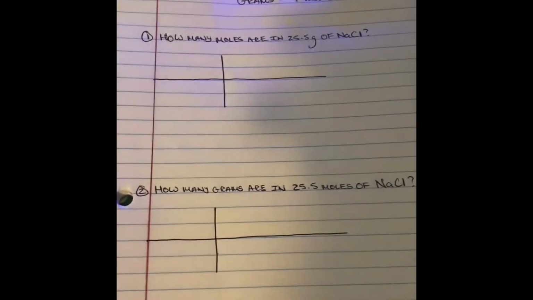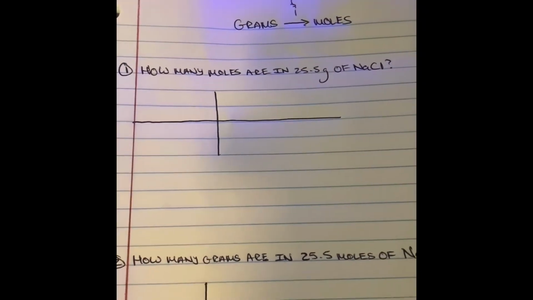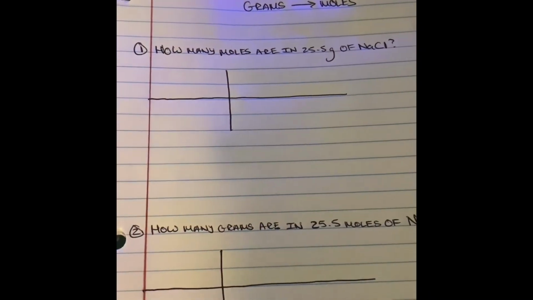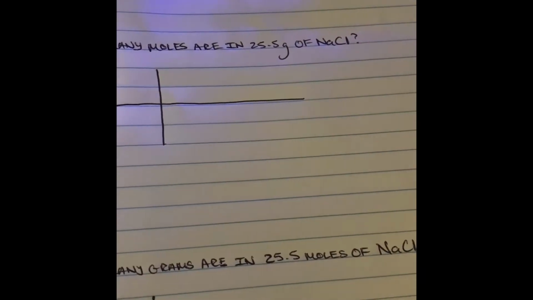I prepared 2 example problems for you guys. One of them is going from grams to moles and the other is going in the opposite direction, moles to grams. All right, so number 1, this question says, how many moles are in 25.5 grams of NaCl? That's what it says. All right, let's look at step 1.